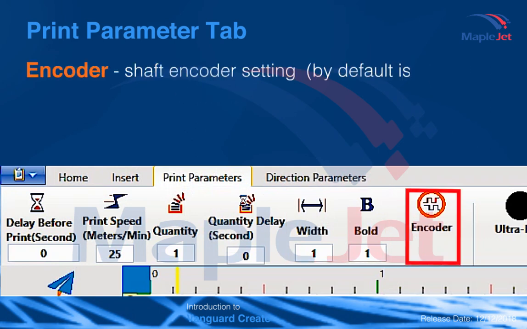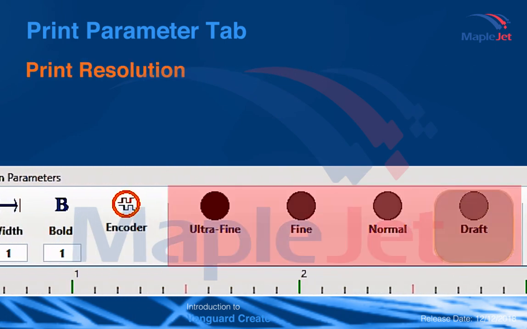encoder, activating and deactivating shaft encoder. This is by default inactive. And lastly, to adjust print resolution.